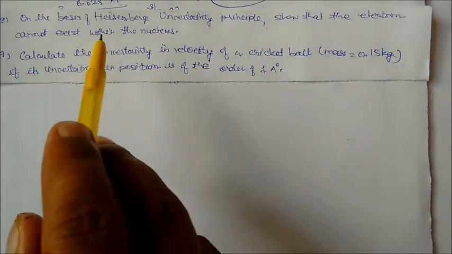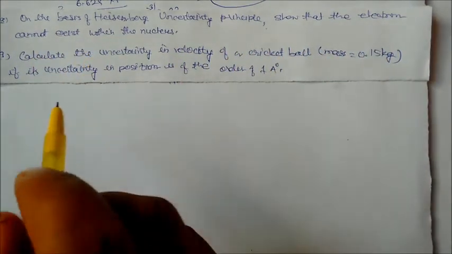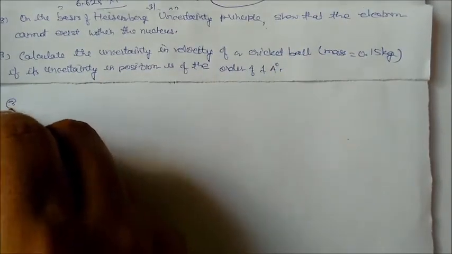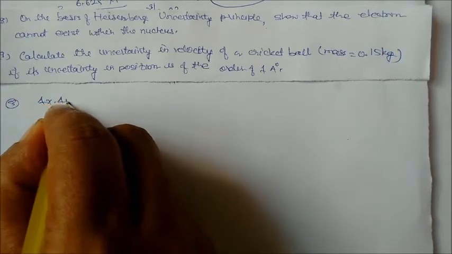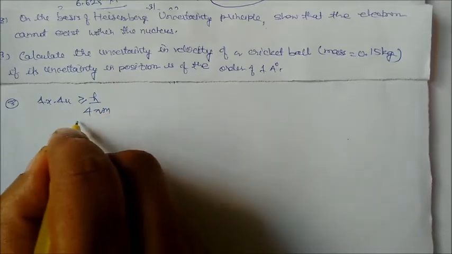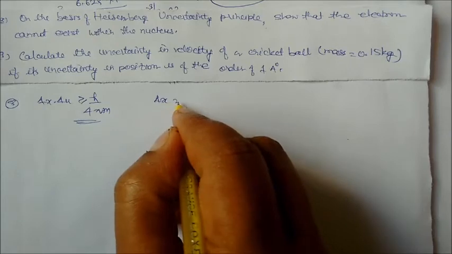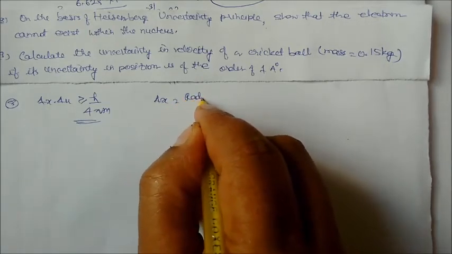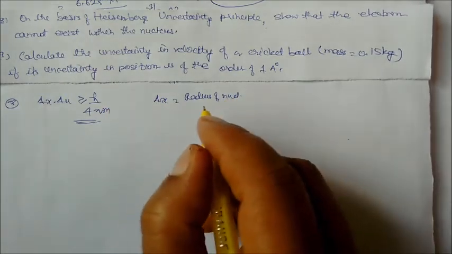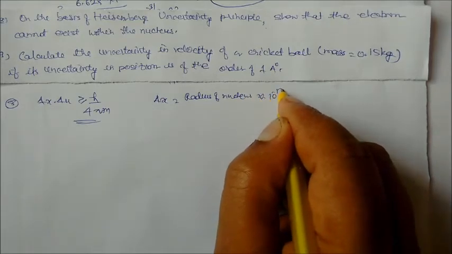On the basis of the Heisenberg uncertainty principle, we have to show that the electron cannot exist within the nucleus. Let us write this equation: delta x into delta u is greater than or equal to h by 4 pi m. This is basically the principle. Now here delta x means the radius of the nucleus, which is almost 10 to the power minus 13 meter.